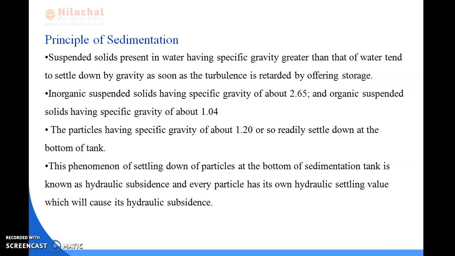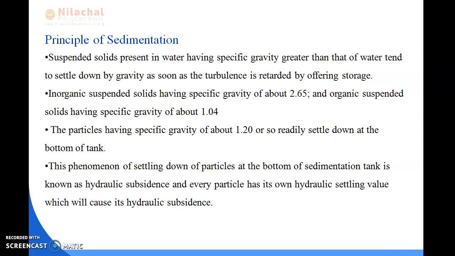Okay, so these are known as the principle of sedimentation. We can say that the suspended matter to be removed from the water has a specific gravity greater than that of water. Inorganic suspended solids have a specific gravity of 2.65, organic suspended solids have a specific gravity of 1.04, and particles with a specific gravity of 1.20 will settle down at the bottom of the tank.